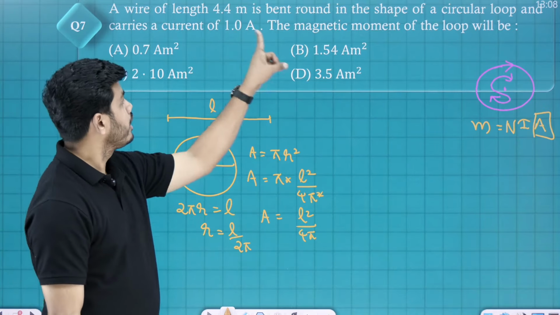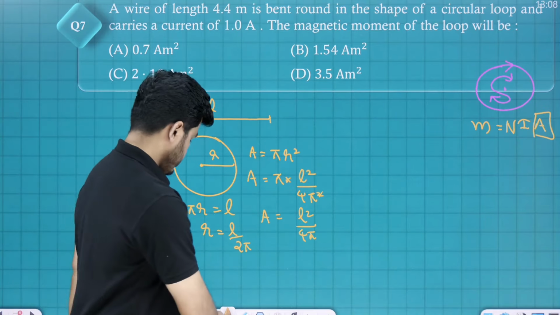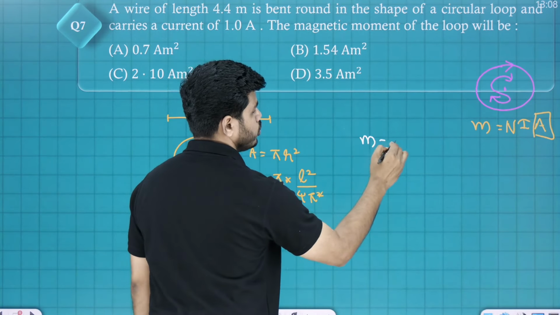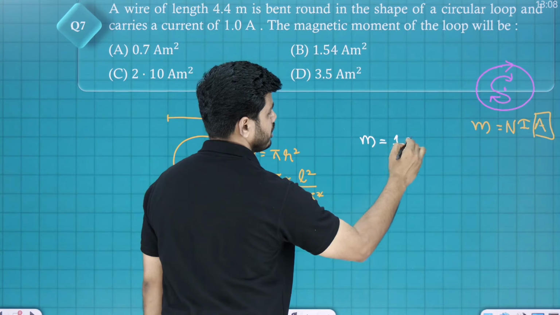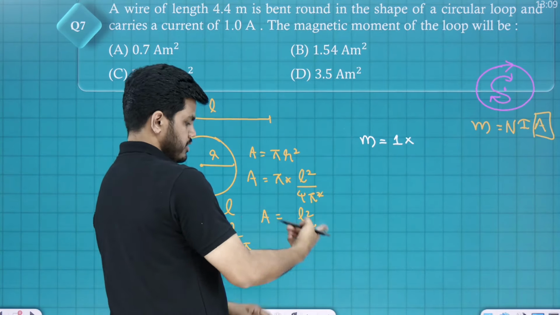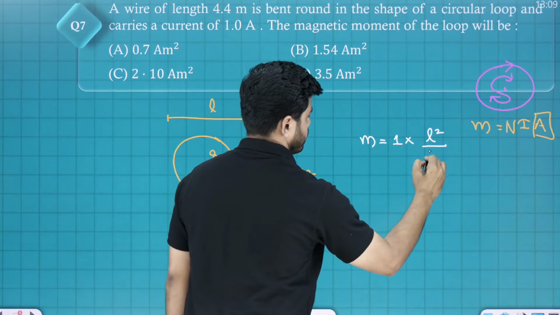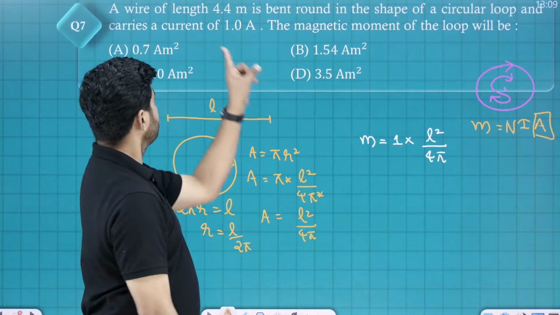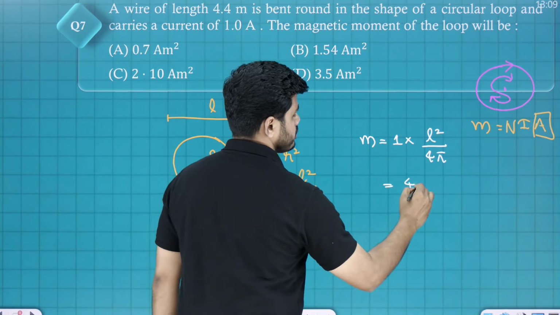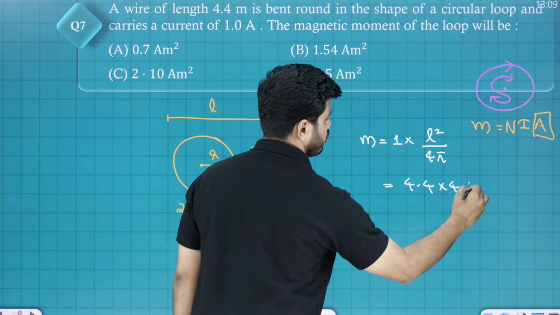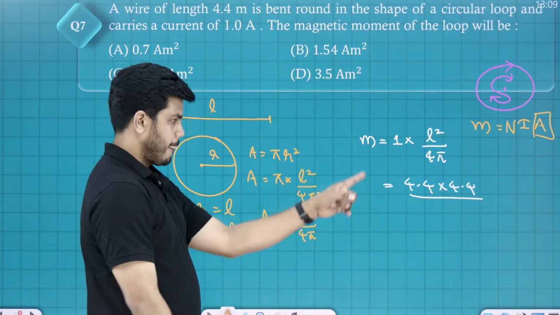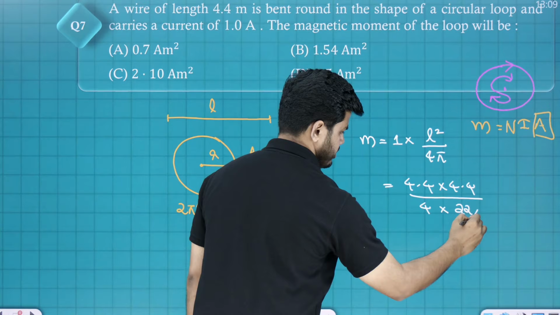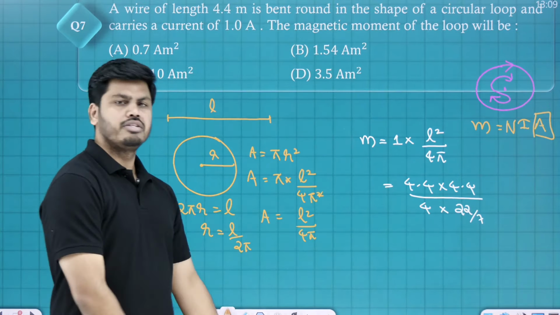You are given the value of L. L is equal to 4.4. Yes. So we can take that value to the calculation. Now M is equal to, current is going to be 1 into area is pi r square, that is L square by 4 pi. Okay, so L square is going to be 4.4 into one more 4.4 divided by, that is going to be 4 here, into 3.14 or 22 by 7, whatever it may be, you can just simplify that.